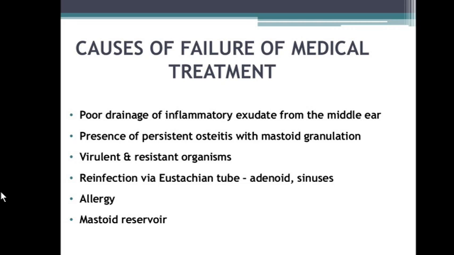Then what happens? Either it may be because of excessive inflammation which is not getting controlled, the patient is getting persistent osteitis with granulations, or the organism is very virulent and resistant to the antibiotics that you are giving. Or, as I just said, you have not treated the cause of the disease: adenoids, sinuses which are harboring infections. They are there and you are only focusing on the ear. Then that will not solve the problem.